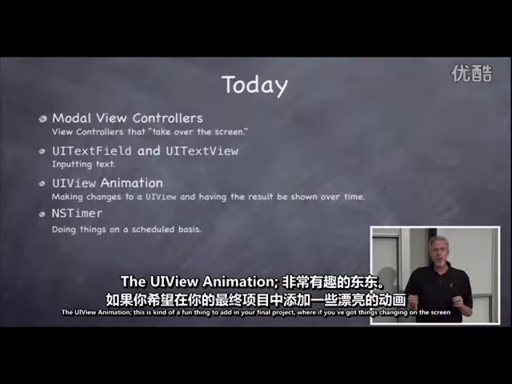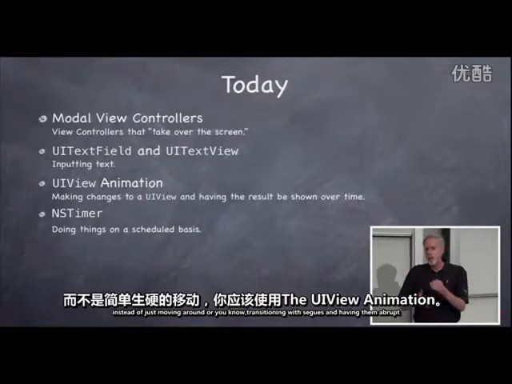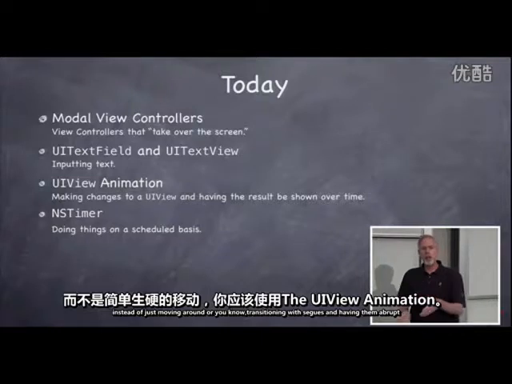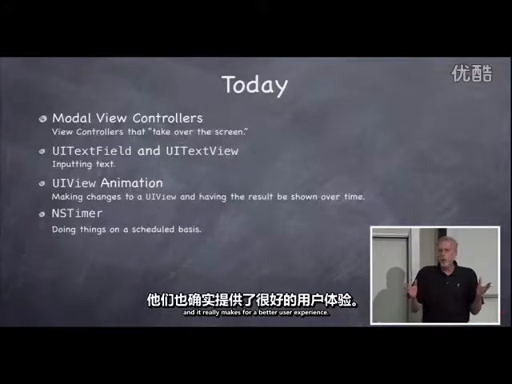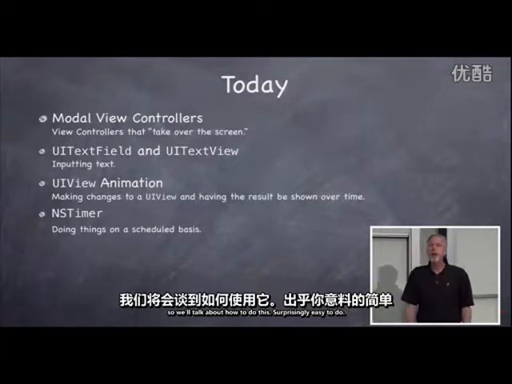The UI view animation, this is kind of a fun thing to add in your final project, where if you've got things changing on the screen, instead of just moving around or transitioning with segues and having abrupt changes, you can kind of move smoothly and cause things sliding in and out and all that stuff. You see that a lot in iPhone apps and iPad apps, and it really makes for a better user experience. It kind of keeps them grounded. Instead of things jumping in front of them, things are moving smoothly. So we'll talk about how to do this.